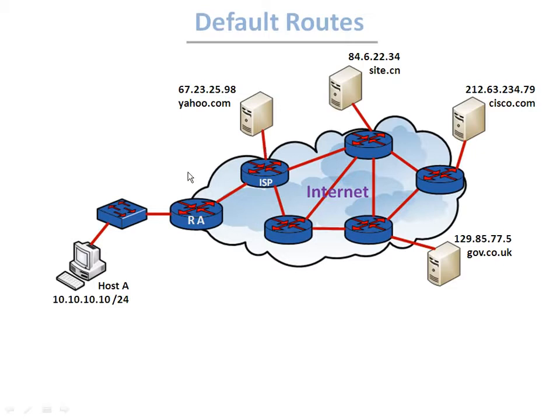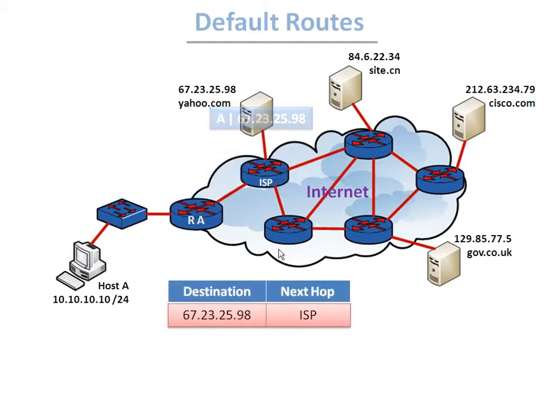So in our example here, we have our internal network and all the different sites on the internet: Yahoo.com, some site in China, Cisco, and a government website in the UK, all in different locations in the world. If our host wants to reach yahoo.com, when the packet comes to router A, it has to take a look at its routing table and figure out that it needs to send the packets to the ISP, and then the ISP needs to send them to the correct destination.